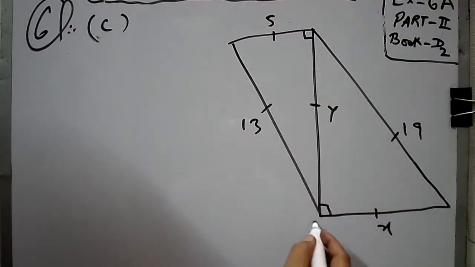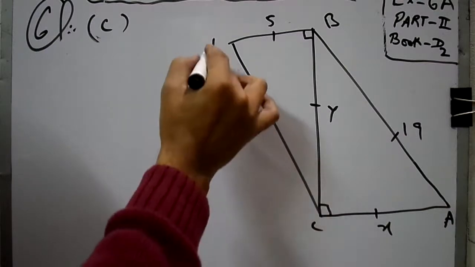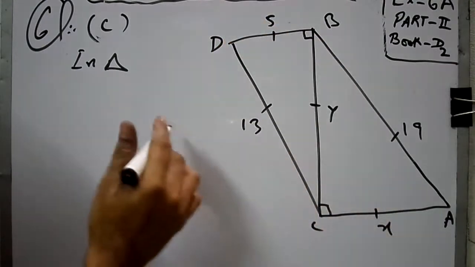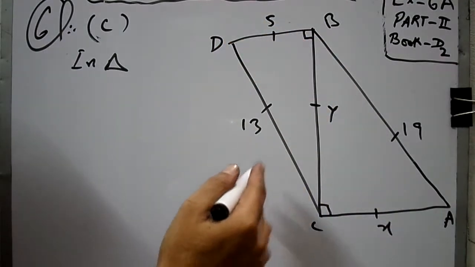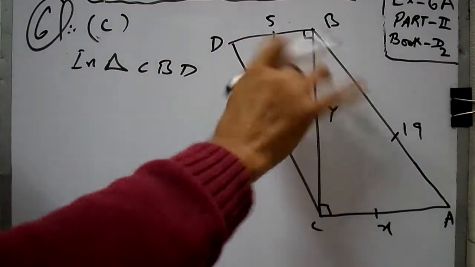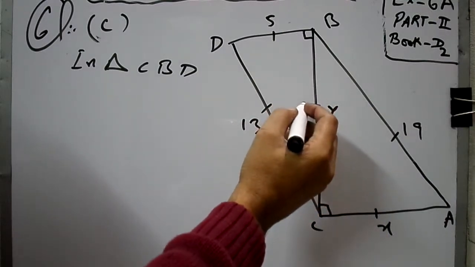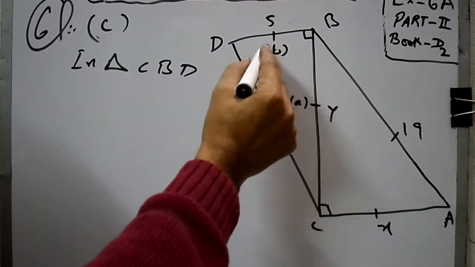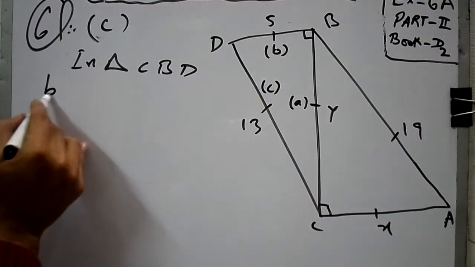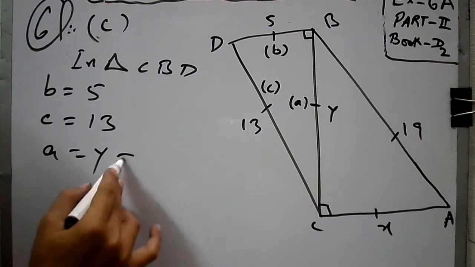For example, that is your A, B, C, this triangle, and this one is your D. So you can take this triangle because these two sides are known to us. Triangle BCD or CBD, no problem. In this triangle you can see here is your 90. So this one is altitude, this one is your base, and that one is hypotenuse, represented by C. Here you can see the value of B is 5, the value of C is 13, and the value of A is represented as y, and we have to find this.